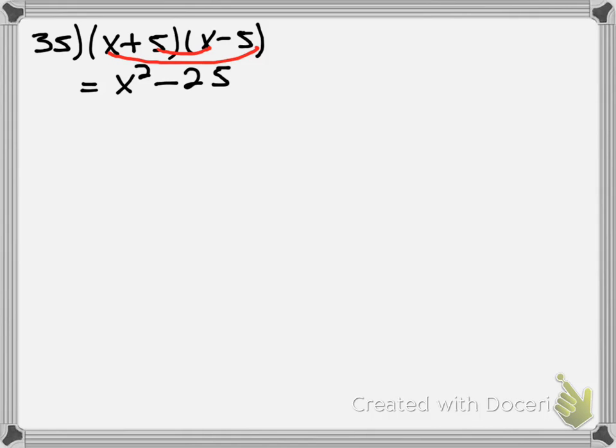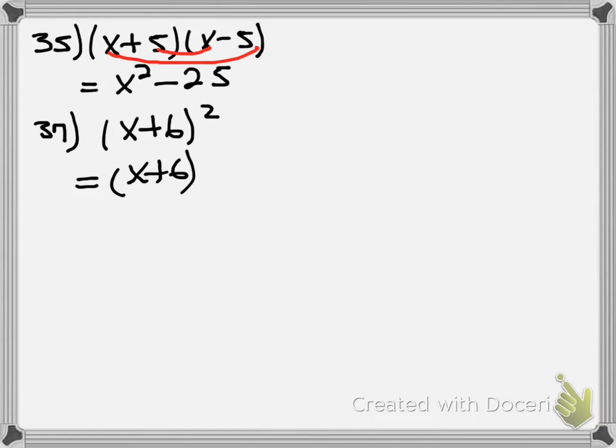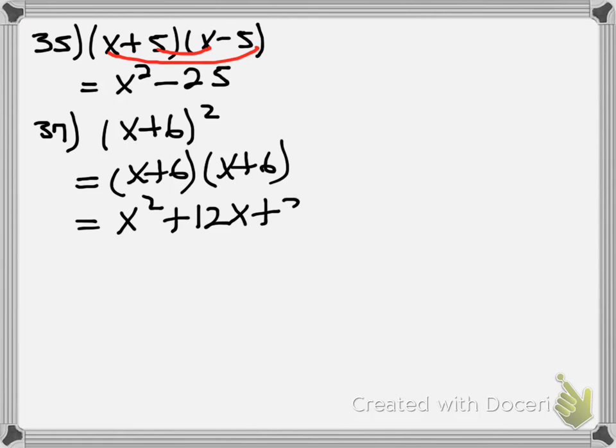When we have number 37, it's a binomial squared. You can really write it twice. Do not change the signs. Write it twice and FOIL it out. x squared plus 12x plus 36. The middle term will always be 2 times the first term times the second.